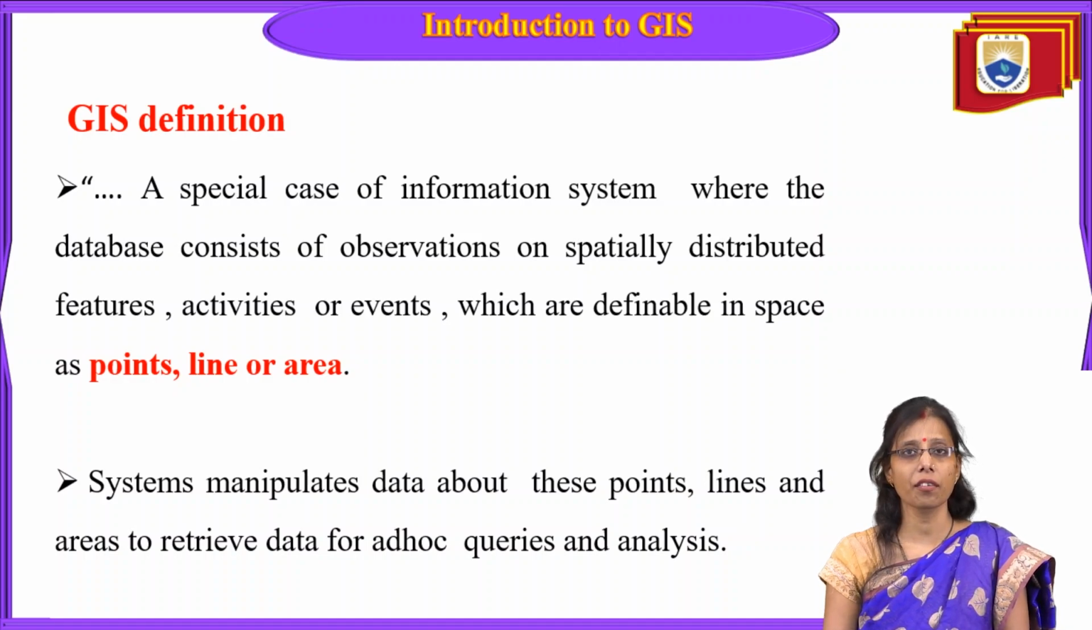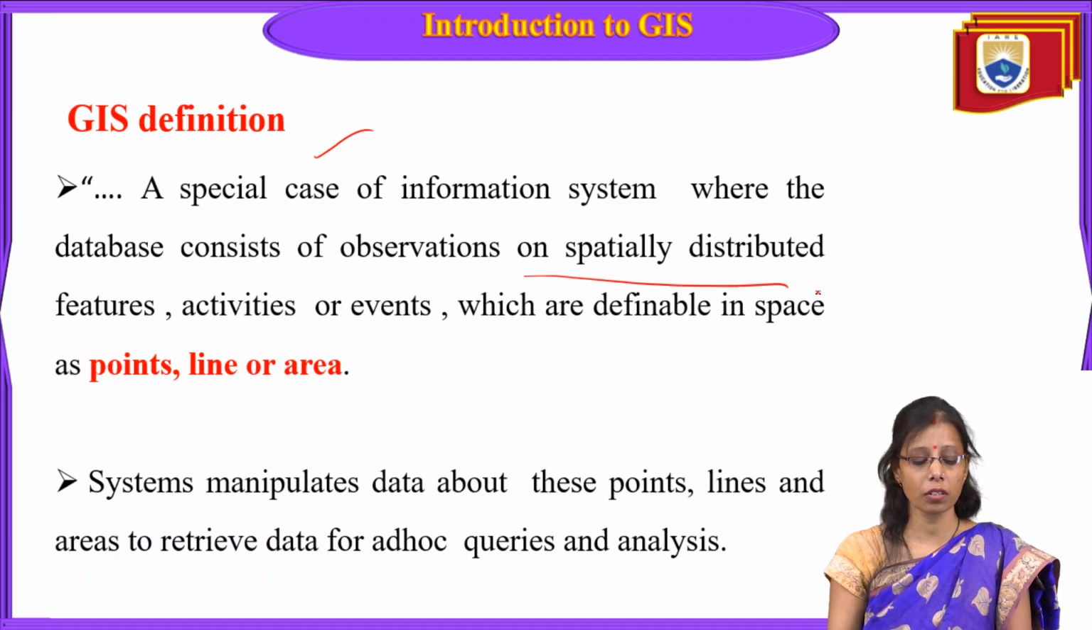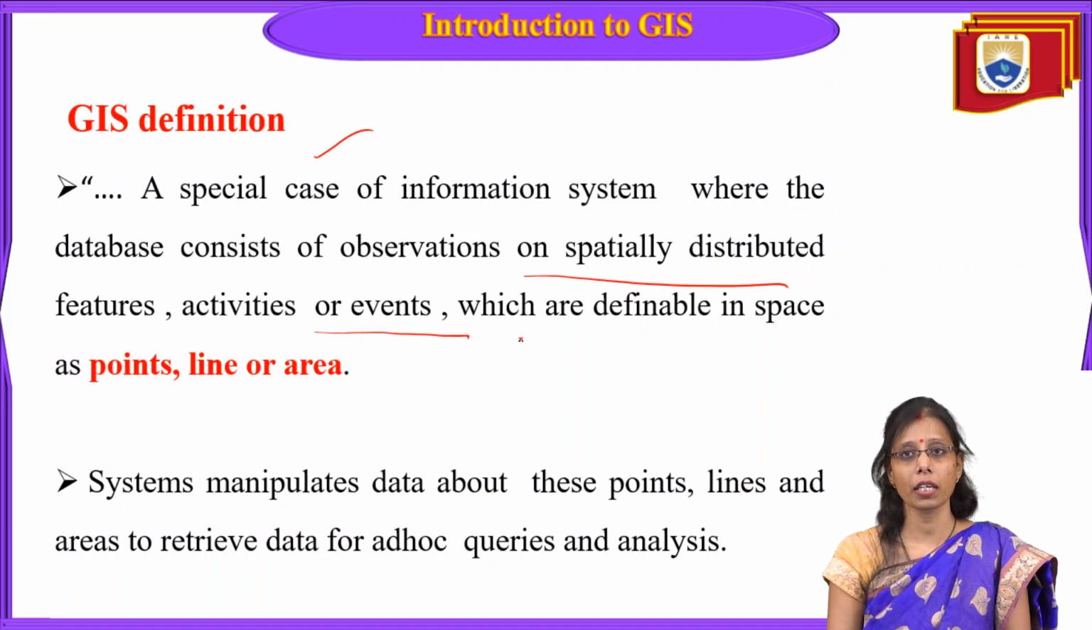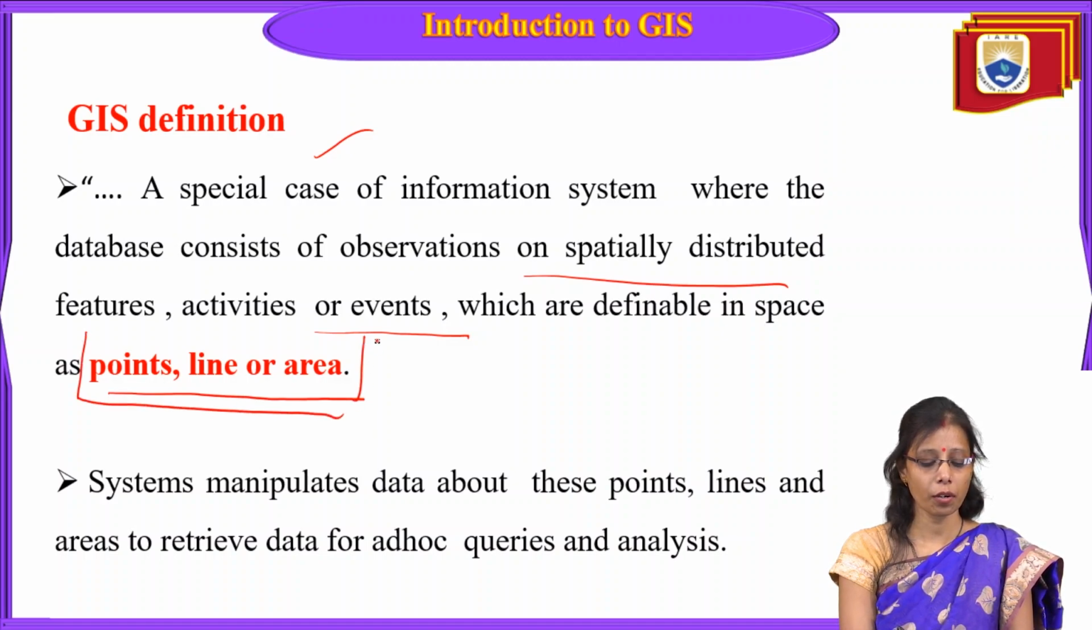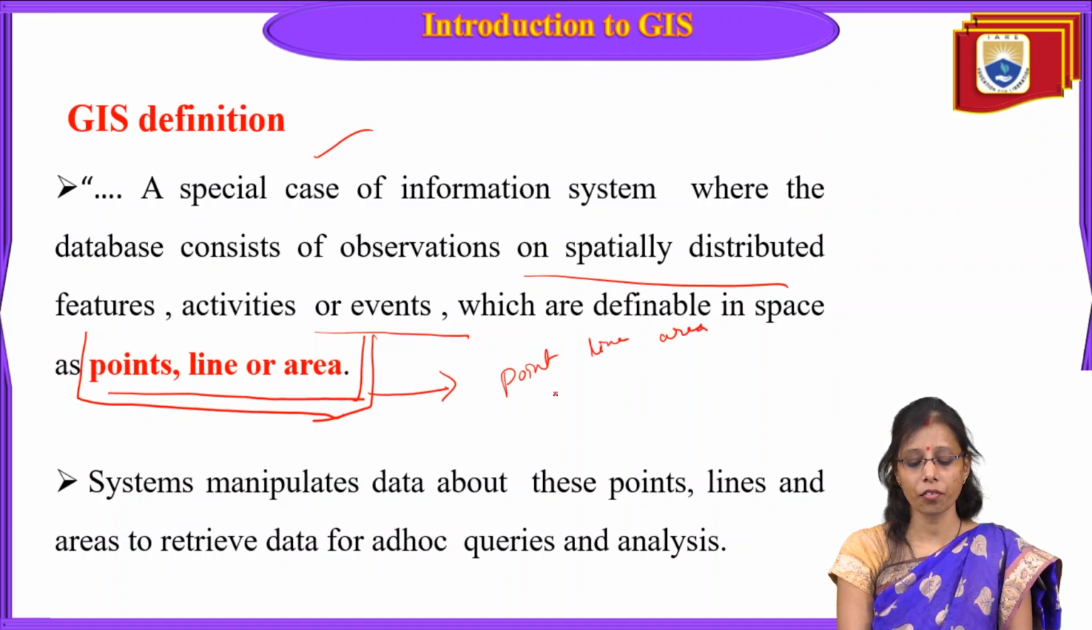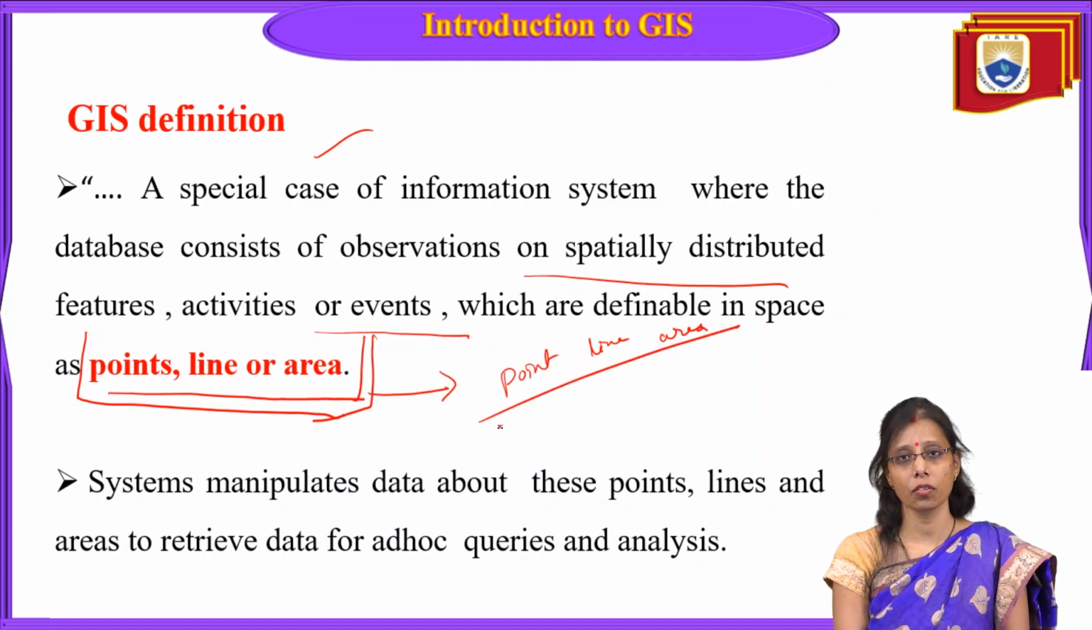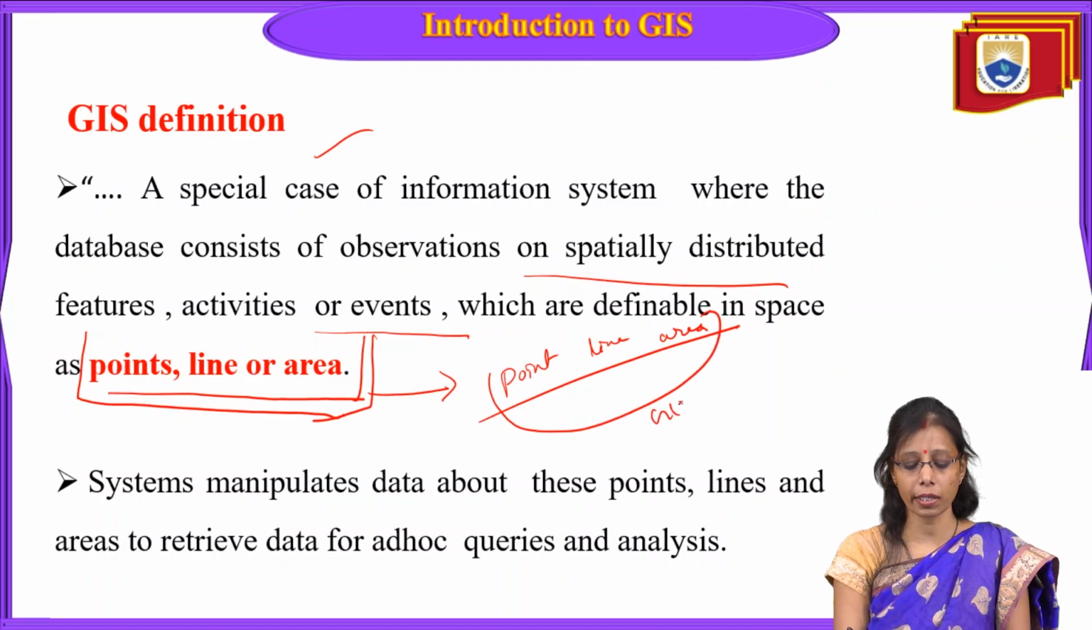Next, a few more definitions. We can define GIS in different ways. One definition: a special case of information system where the database consists of observations on spatially distributed features, activities or events which are definable in space as point, line or area. This is a very important part of GIS. We call it point, line, area. These are the three features with which the entire GIS works. In the coming topics, every time we will come across points, lines and areas.